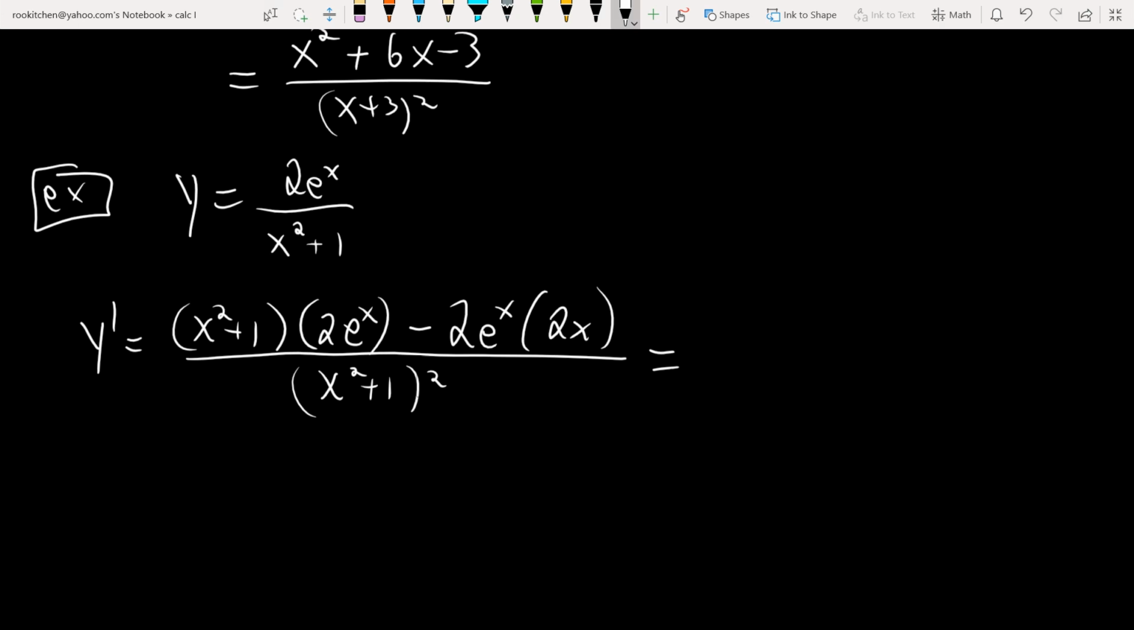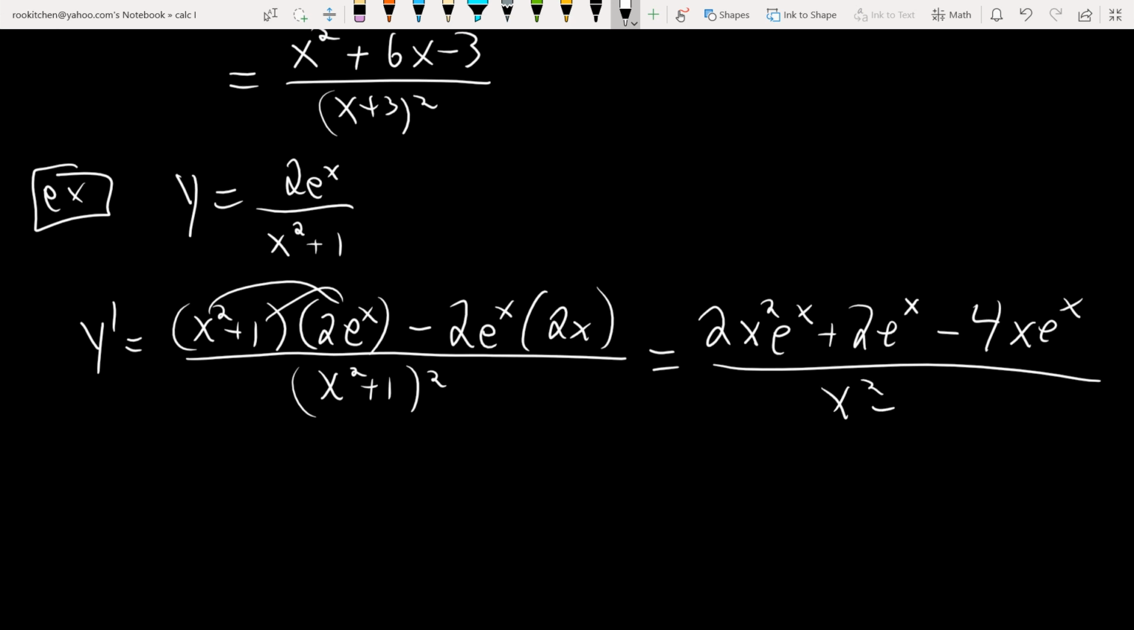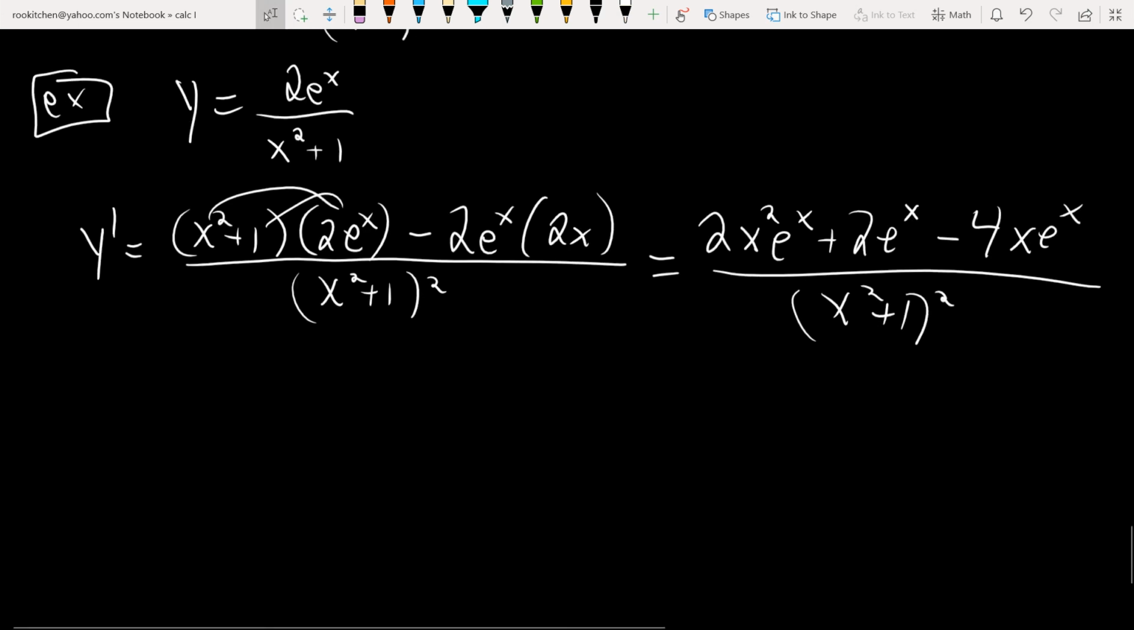Then I want to simplify the numerator, so I'll distribute here. So I get 2x squared e to the x. Okay. We want to put the constant and the polynomial in front of the exponential. And then plus 2e to the x, and then minus 4x e to the x, all over x squared plus 1 squared. That's pretty much all you're going to be able to do with that guy. Can't simplify it. You can factor out an e to the x and a 2, you know. But really, I mean, why bother? Let's just leave it like that.